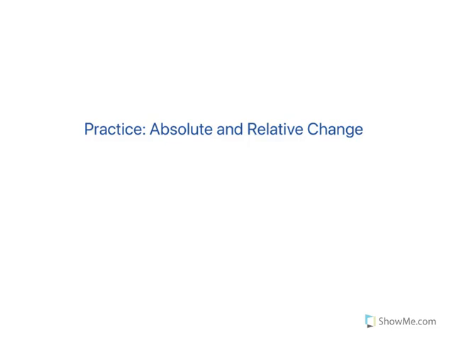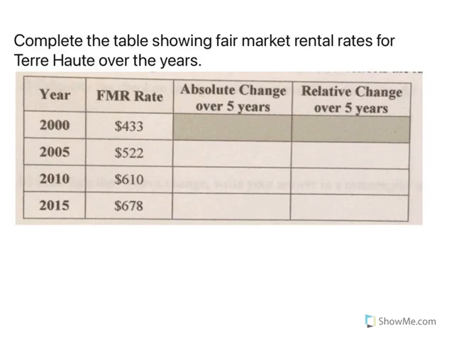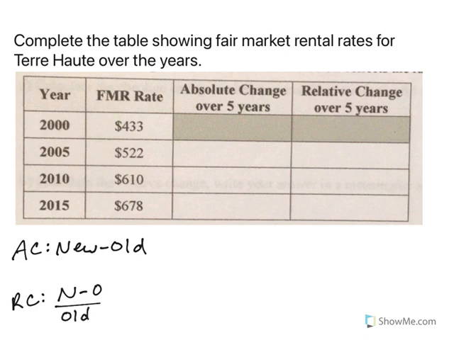Let's practice with absolute and relative change. First, let's complete the table showing fair market rental rates for Terre Haute over the years. Now, remember that absolute change is found by taking the new value minus the old value, and then relative change is found by taking the new minus old, which is the absolute change, and dividing by the old. So let's do 2005 here together.